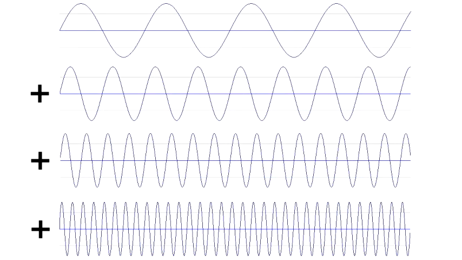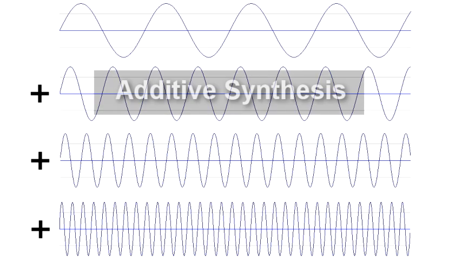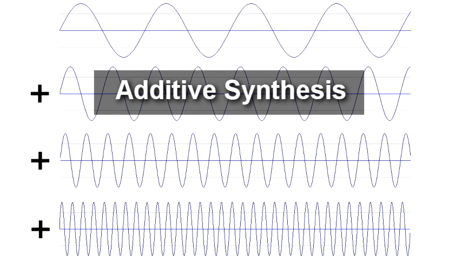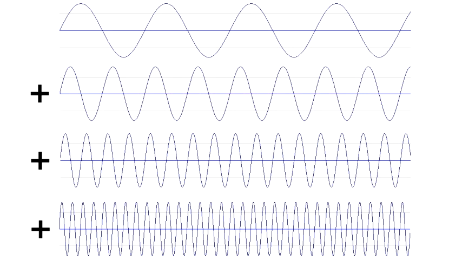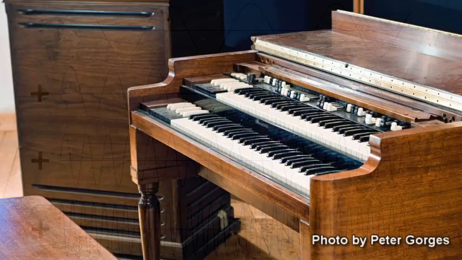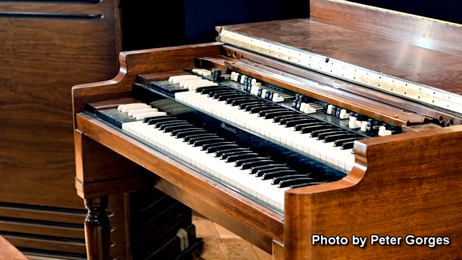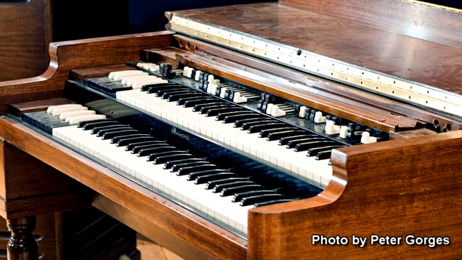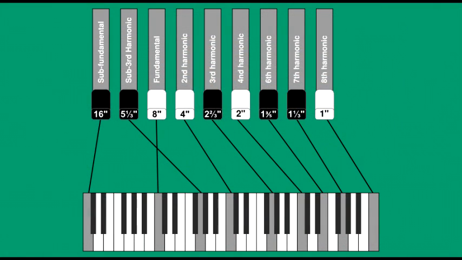The other type of analog synthesizer uses additive synthesis. In this case, many individual sine waves are added together in varying amounts to create the harmonics. A Hammond drawbar organ is a perfect example of additive synthesis. Here, each drawbar controls the volume of one frequency, so you construct the desired timbre manually.